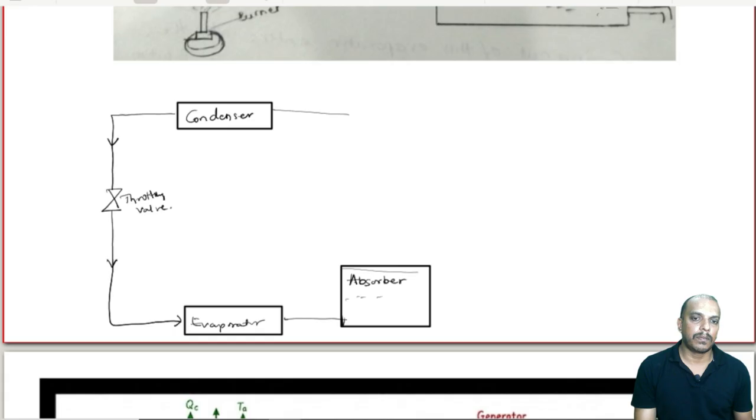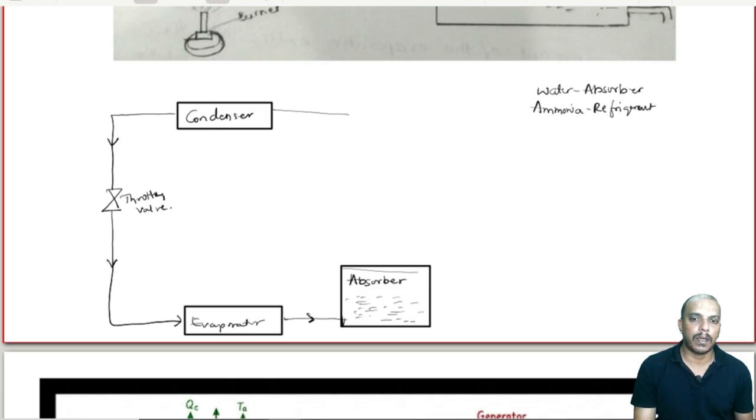Now, the absorber is in liquid state here, okay. Now, the evaporator gives us refrigerant in vapor state. So, here it is absorbed by this absorber. Now, let us say we are talking about the system which has water as an absorber and ammonia as a refrigerant. Okay. Now, ammonia is absorbed by this absorber.